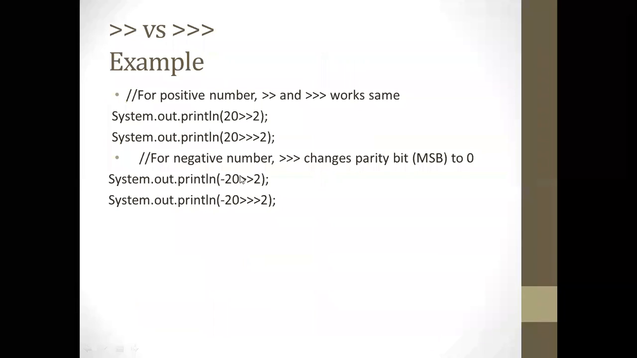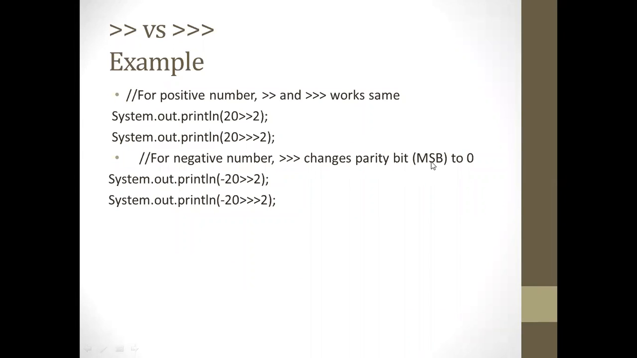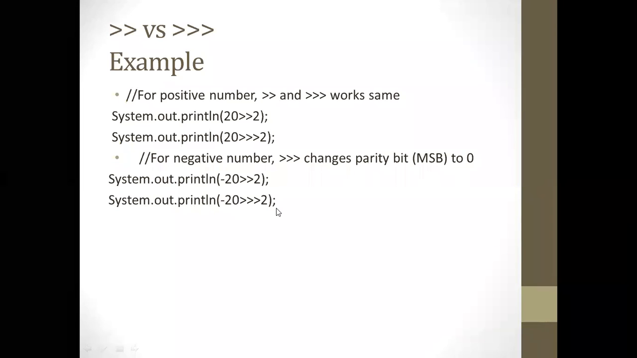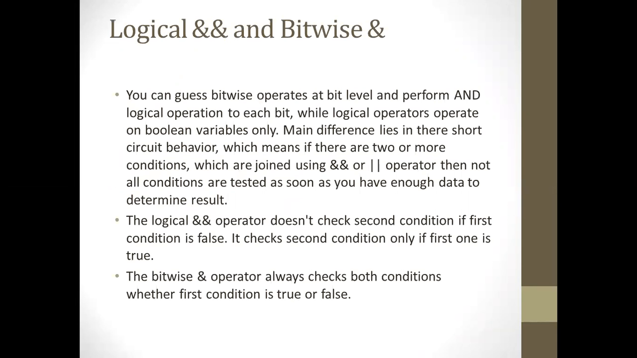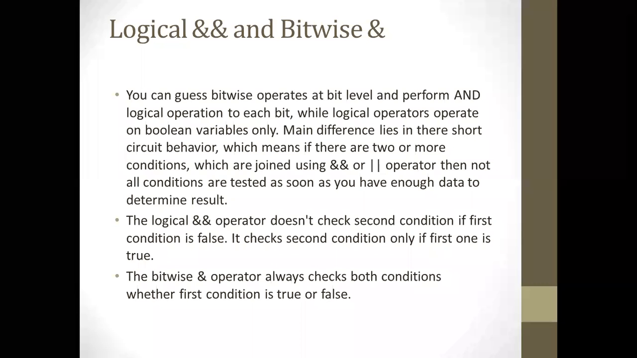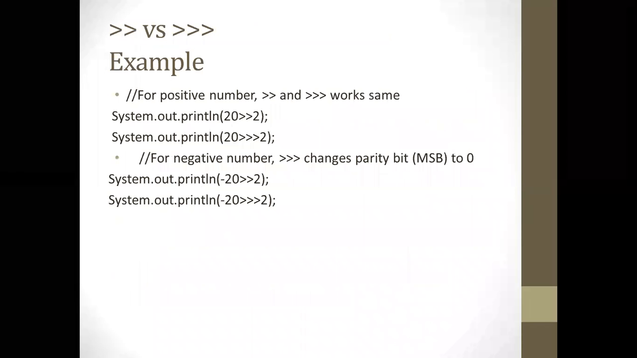Okay, so when we use this particular operator with a negative number, it will change that parity bit, that is the most significant bit, to the 0 form. I think this should be done with the help of some example, but not in today's session. In the next session I will be discussing the purpose of this particular shift operator.